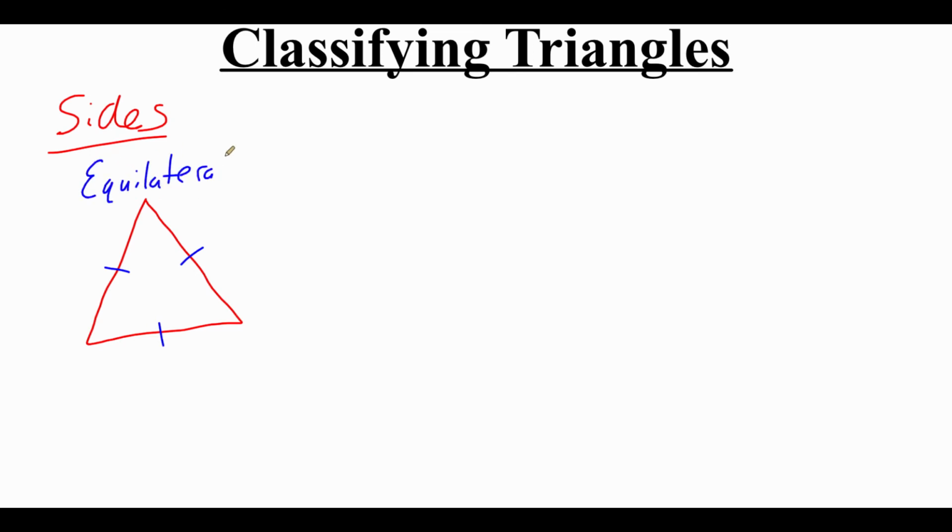The other way of classifying a triangle is by looking at its sides. Now, when we're talking about sides, we put dash marks on sides if they are congruent, if they're the same size. And if you've got a triangle where all three sides are congruent to each other, then we call that triangle equilateral. Now, in an equilateral triangle, because all the sides are congruent to each other, all of the angles are actually going to be congruent to each other as well.